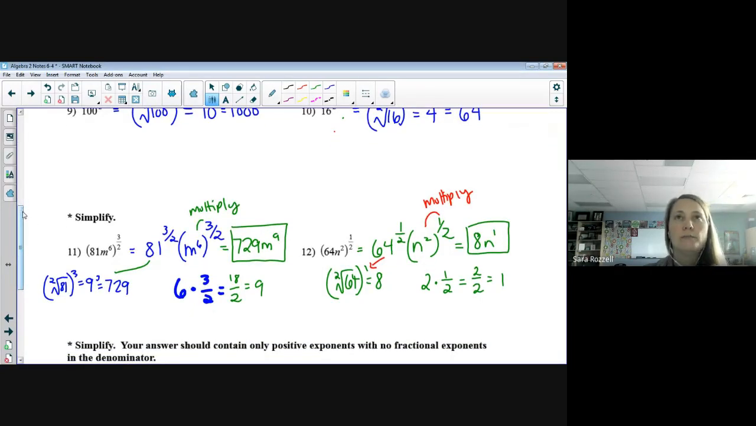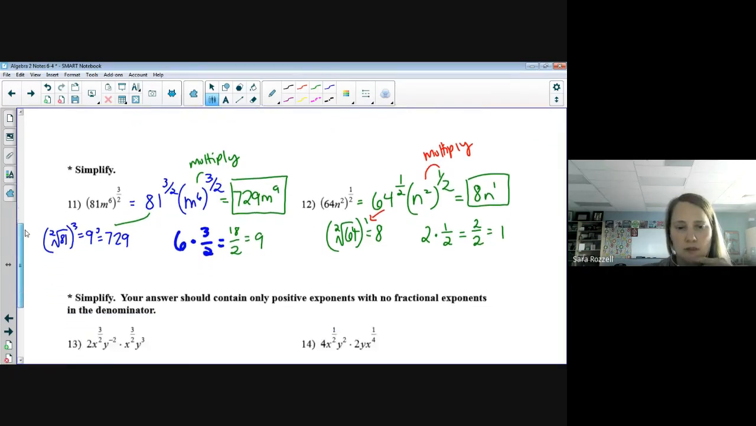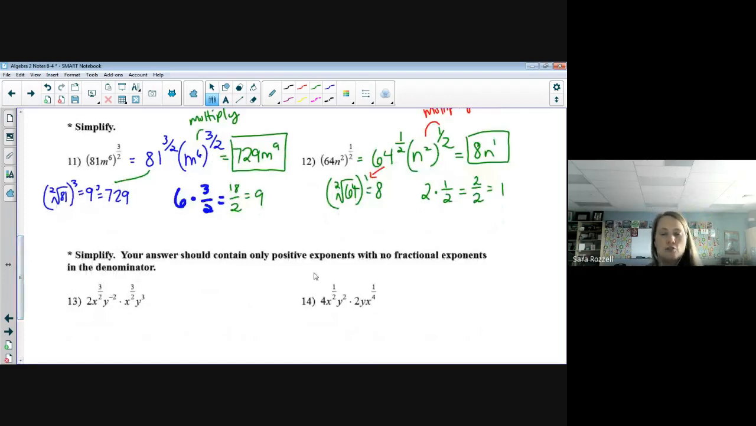Are we almost done? That's nice. You're going to have a lot of time to work. Our last two questions, we're not actually switching back and forth from exponential to radical form. This is just simplifying exponents, but your exponents might have a fraction. So it's the same thing that you did in your exponent review, but they're just throwing fractions in there.